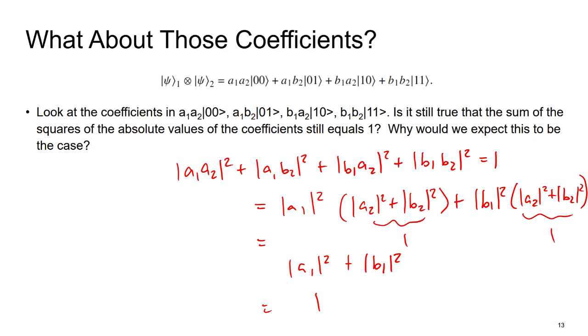So you can just rewrite this by pulling out the A1s, for example, and pulling out the B1s. So we get |A1| squared times (|A2| squared plus |B2| squared) plus |B1| squared times (|A2| squared plus |B2| squared).